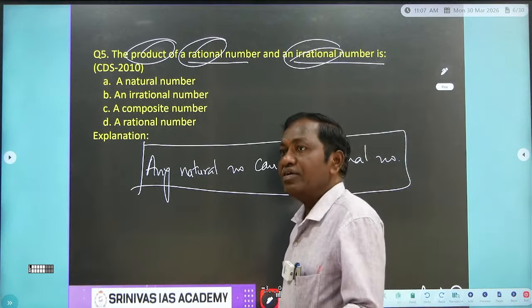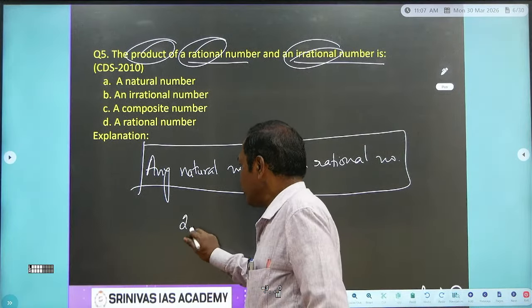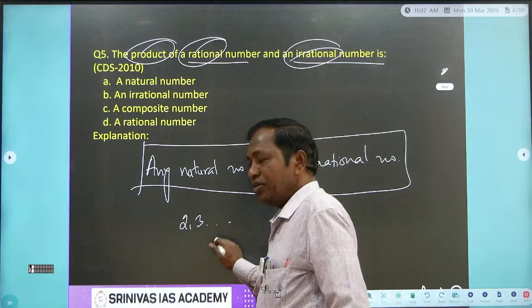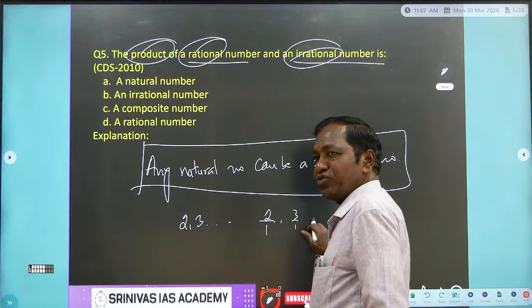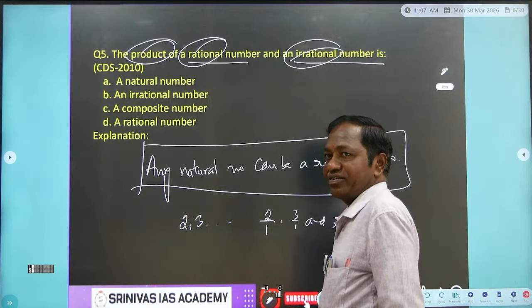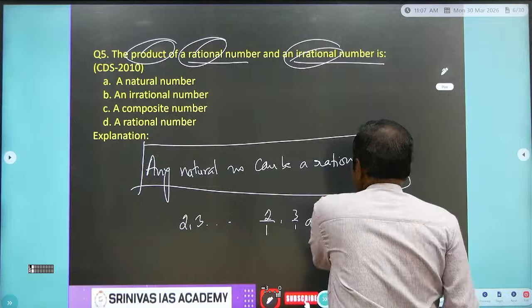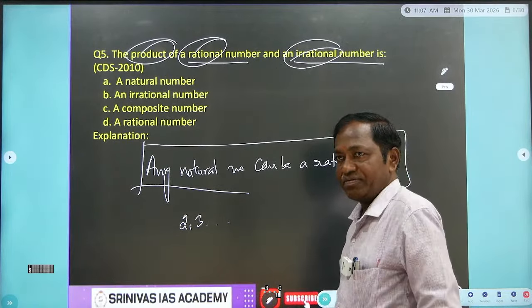Because any rational number you can convert into a fraction. Natural numbers are what? Like 2, 3 and so on. But you can convert them into fractions: 2 by 1, 3 by 1 and so on. That's why it's a rational number. That is the thing, that's why you can convert into a fraction.